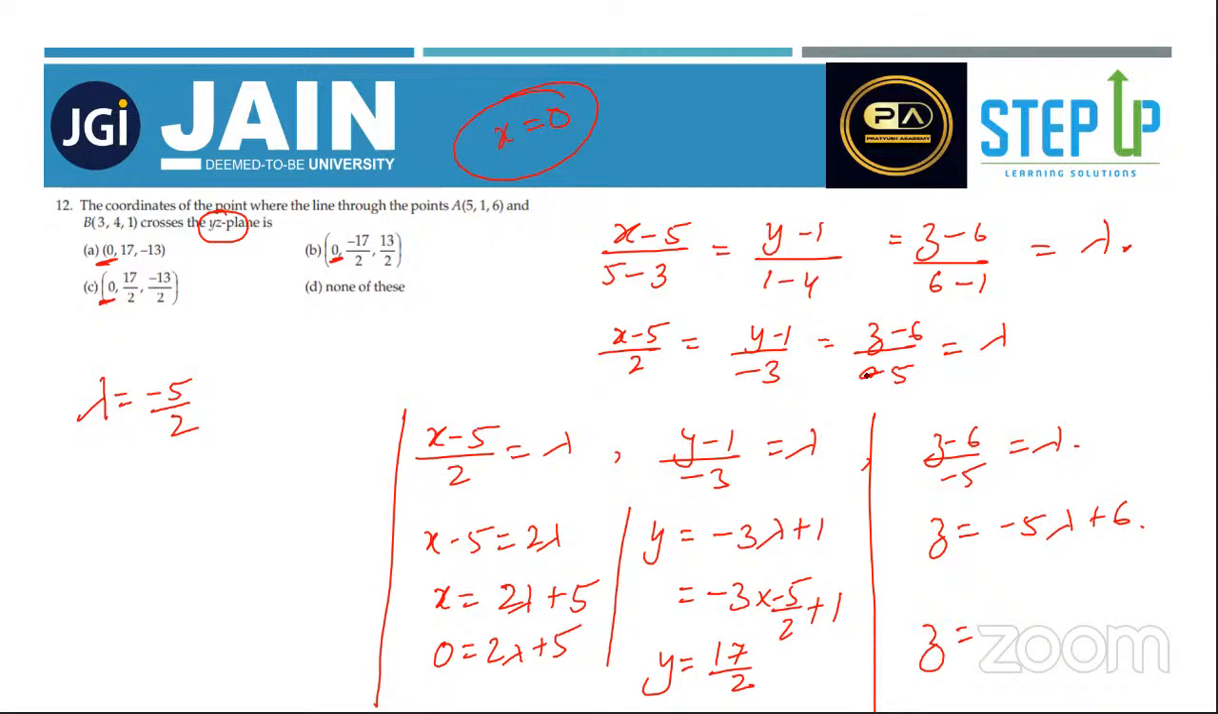Sorry, 6 minus 1 is 5 only, no? So this is 25 by 2 plus 6. 6 2s are 12, 12 minus 25 is minus 13 by 2. So answer is 0, 17 by 2, minus 13 by 2. So answer is option C. So the answer for this problem is option C.